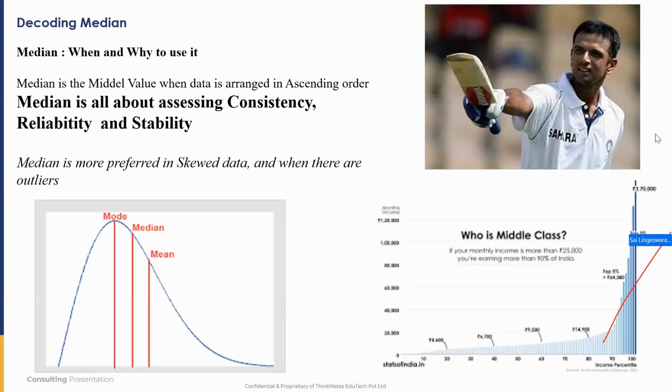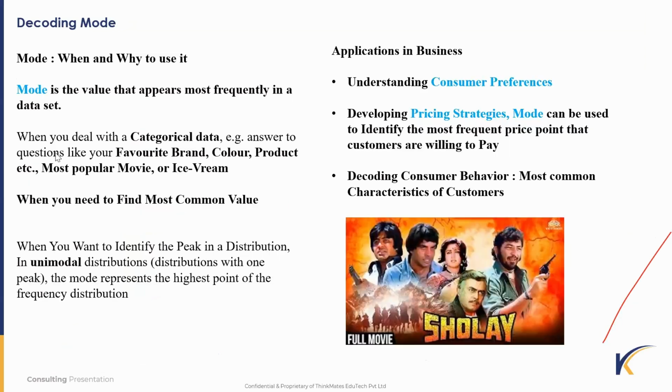Okay, great. Thank you. Let's go into the next measure of central tendency. There's something called mode. Mode is the value that appears most frequently in the dataset. Someone asked me whether, in mean or averages, data should be quantitative. I said yes, data should be quantitative. So what happens if the data is categorical?